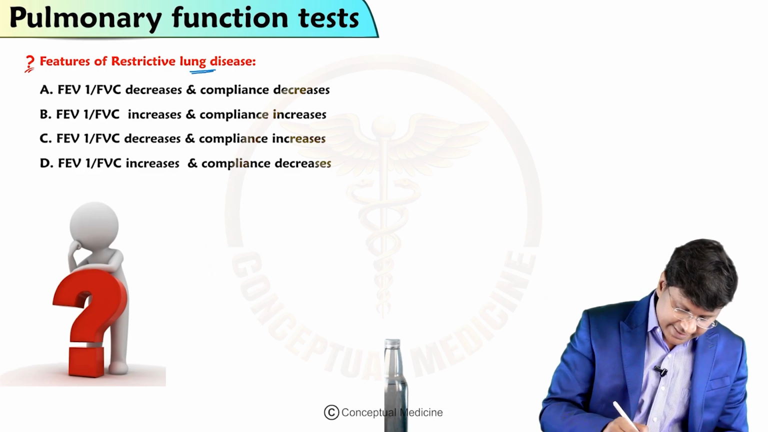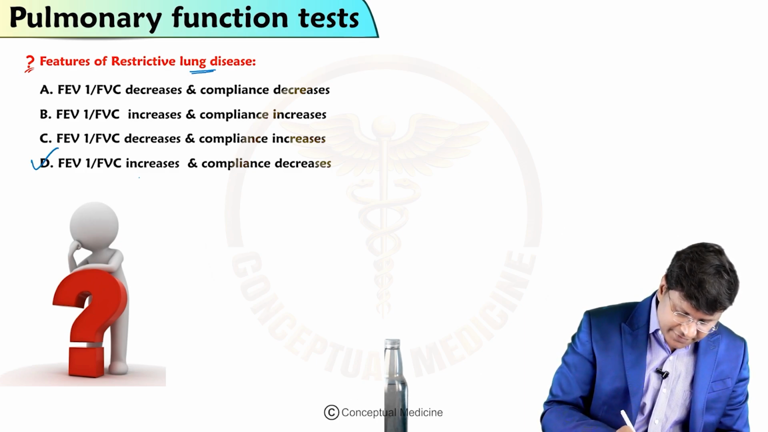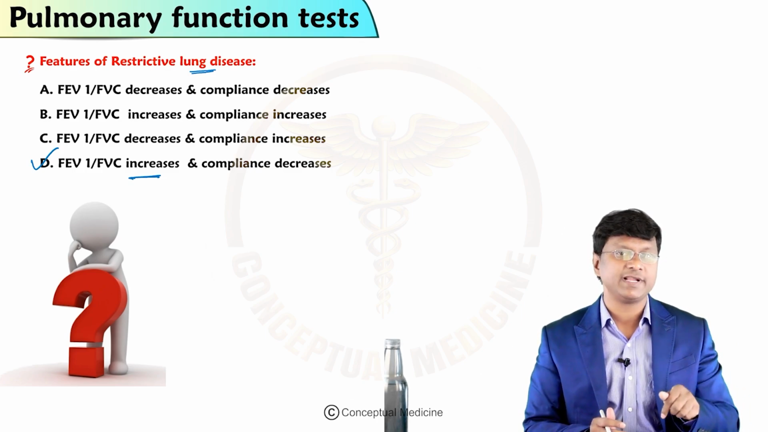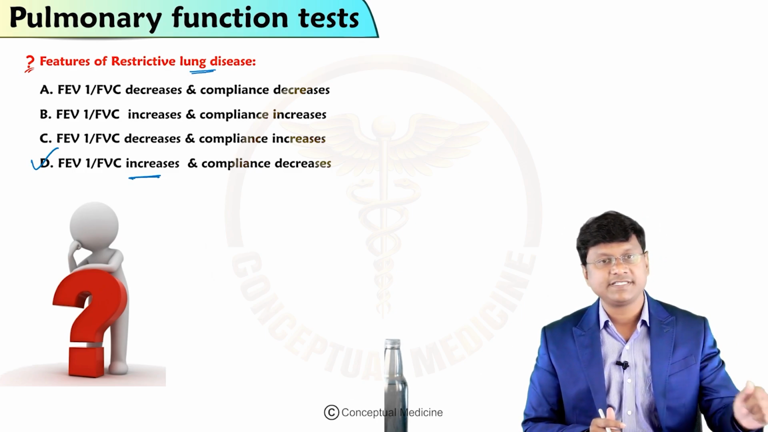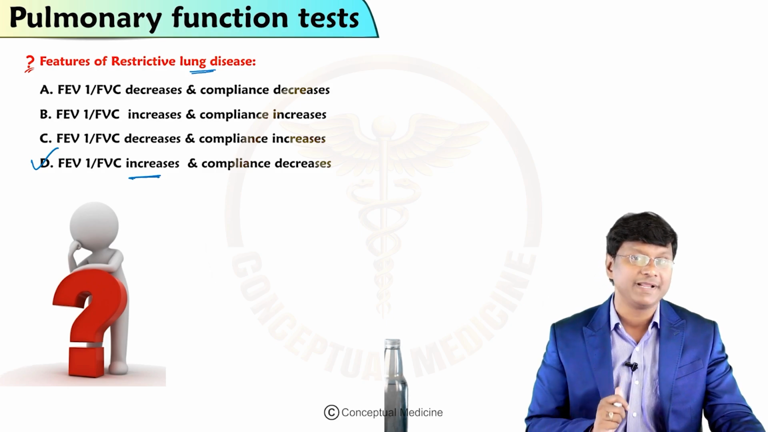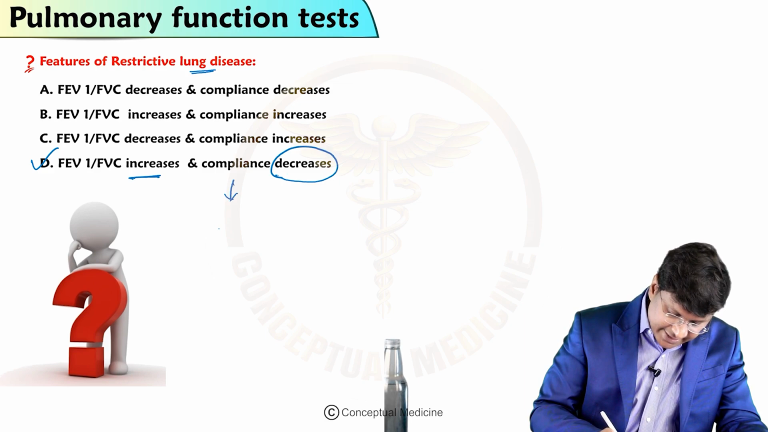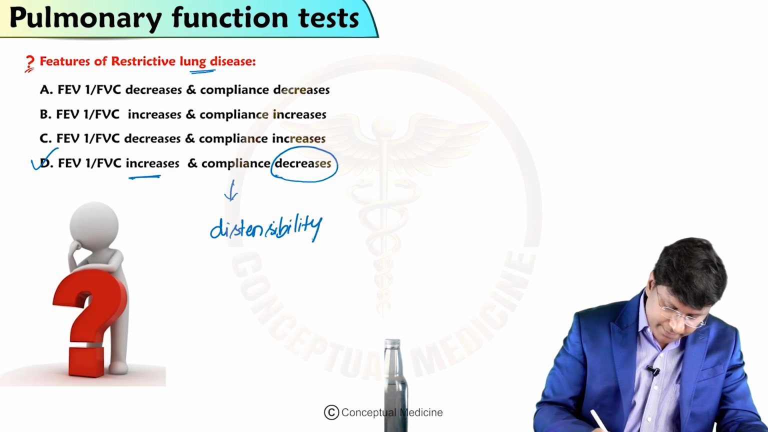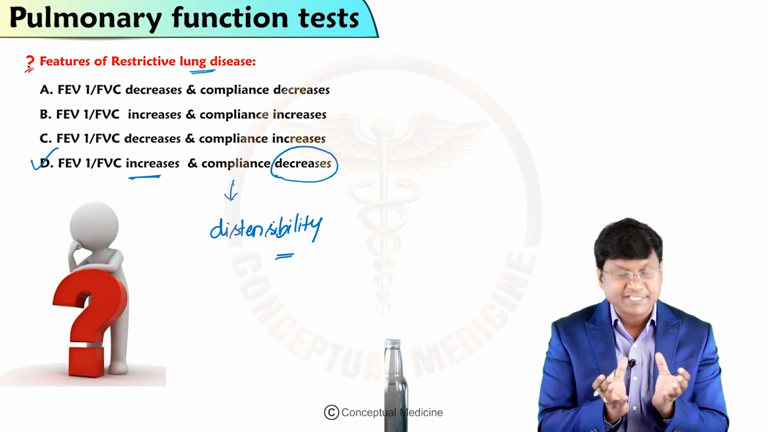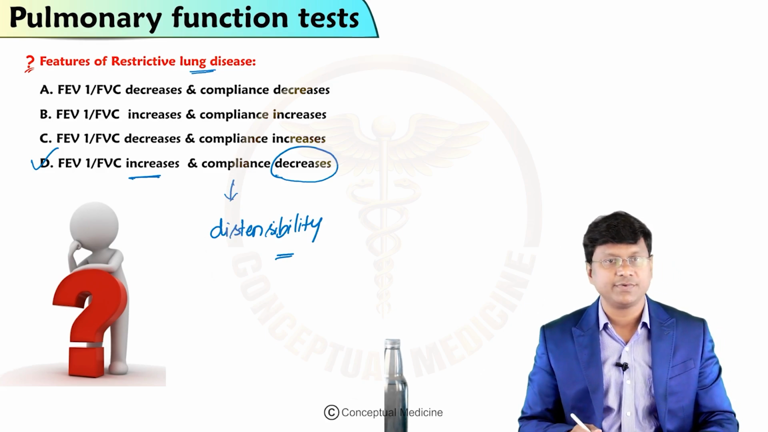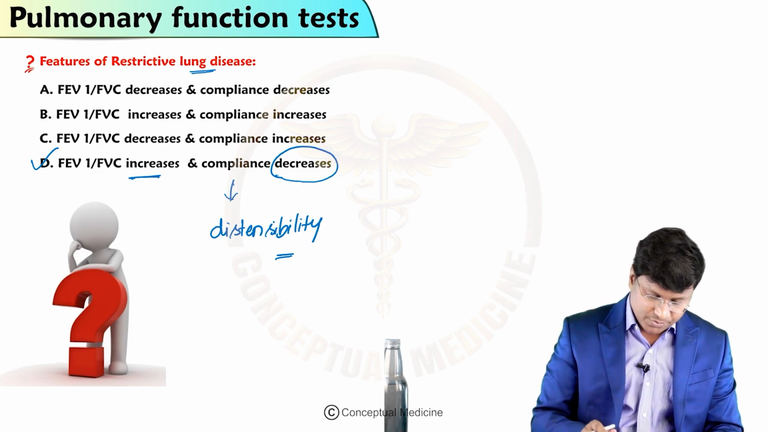So, in restrictive lung diseases, FEV1 by FVC increases. So you have two options, B as well as D, where your FEV1 by FVC is increased. But if you take the compliance, compliance is decreased. Compliance means what? Distensibility. Compliance is nothing but distensibility. That is, expansion of the lung is reduced in case of the restrictive lung disease. Okay. Now, you see another question.